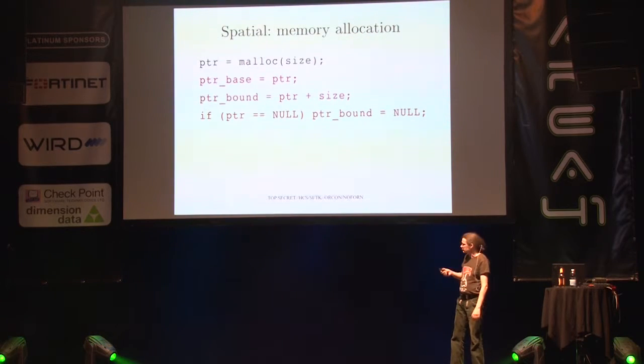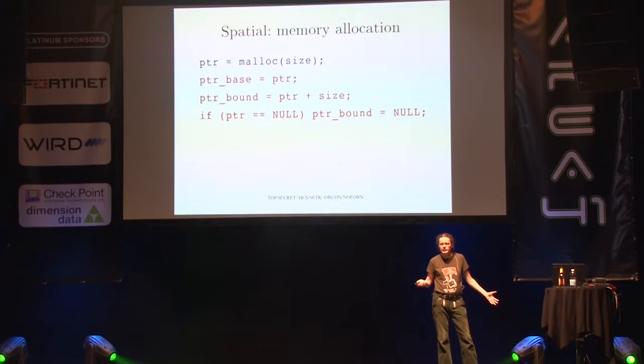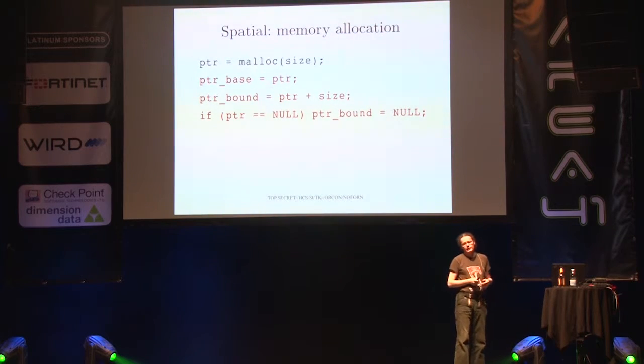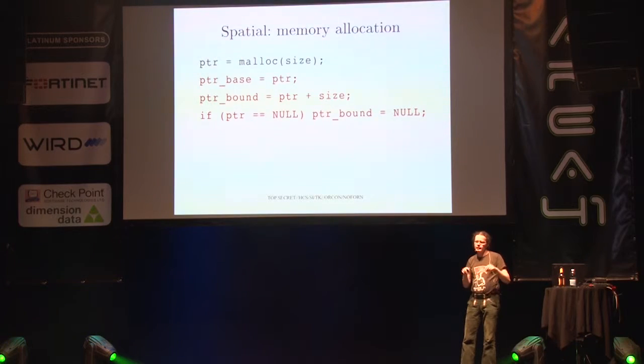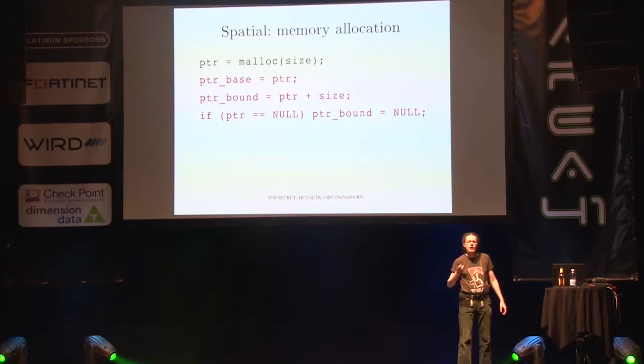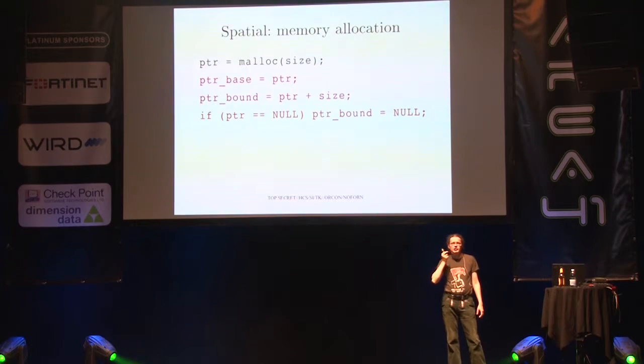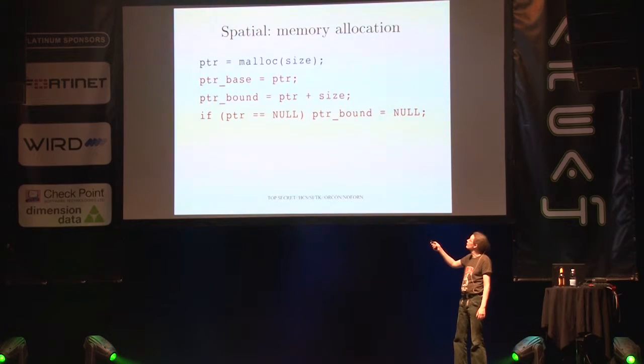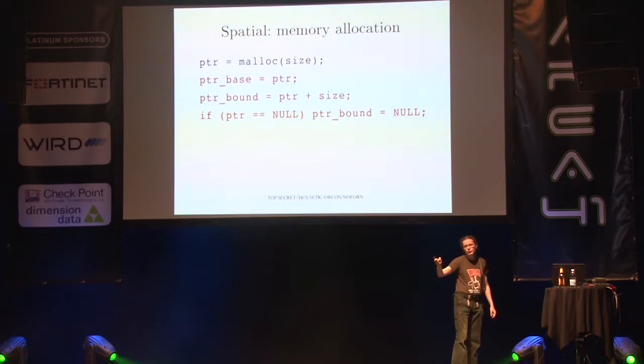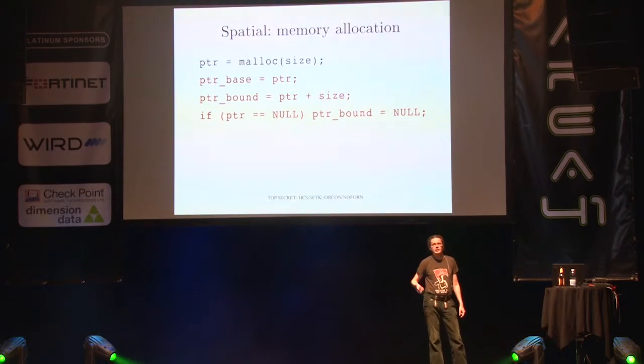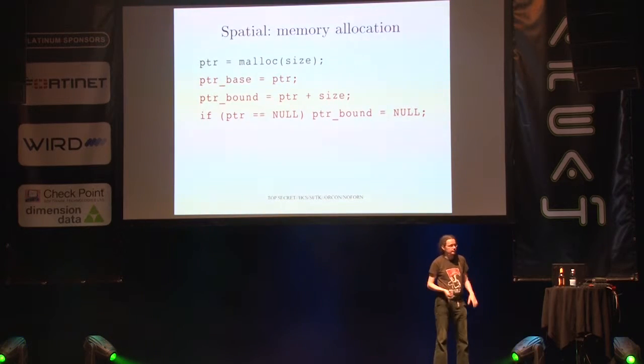So the base and bound value need to come from somewhere. What actually happens inside the LLVM IR is that special variables are generated. So if I have a variable PTR, an additional PTR base and PTR bound variable is generated and initialized with the pointer value and the pointer plus the size of the array. So I know my lower and my upper bound. And if malloc failed, of course, we set the bound value also to null so that the check fails. If I ever try to access a null pointer, it will carry a null bound with it. And so the check will fail, the program will abort.